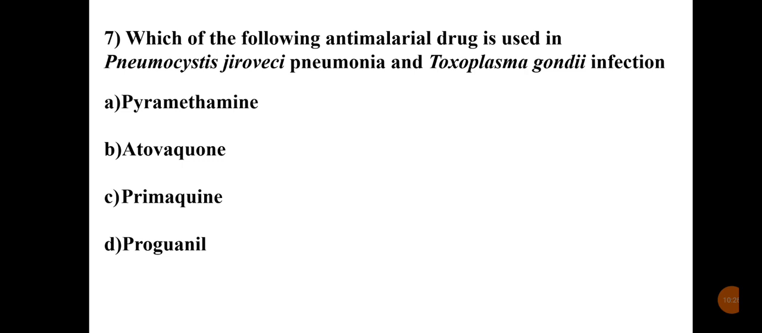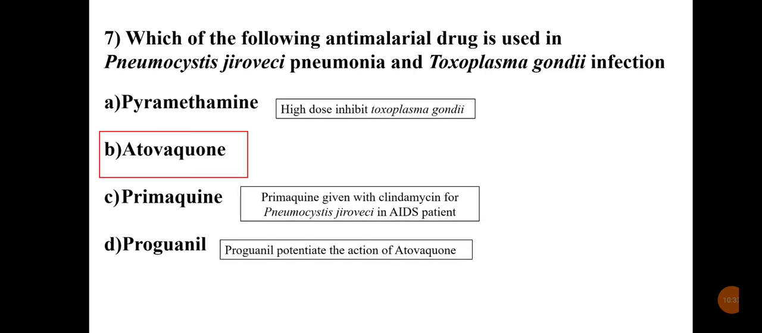Then the next question is, which of the following antimalarial drugs is used in Pneumocystis jirovecii pneumonia and Toxoplasma gondii infection? Right? So that is also very important. So your answer is atovaquone. Right? Then what about pyrimethamine? Its high dose inhibits Toxoplasma gondii. Then what about primaquine? Primaquine is given with clindamycin for Pneumocystis jirovecii in AIDS patients. And what about proguanil? Proguanil potentiates the action of atovaquone. But here for Pneumocystis jirovecii as well as Toxoplasma gondii, which drug is used? That is the atovaquone. Right?